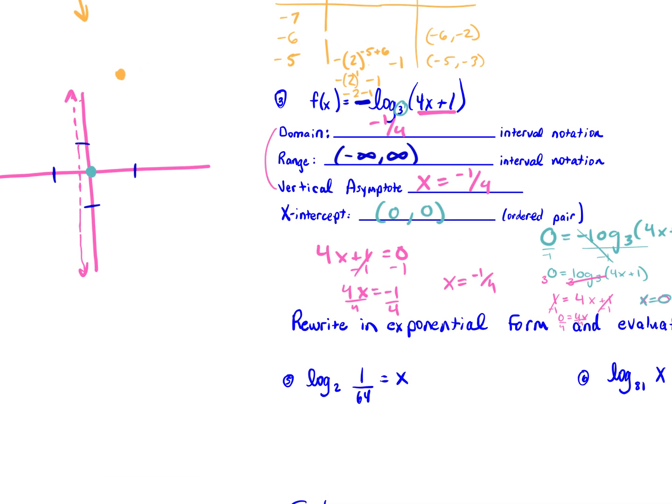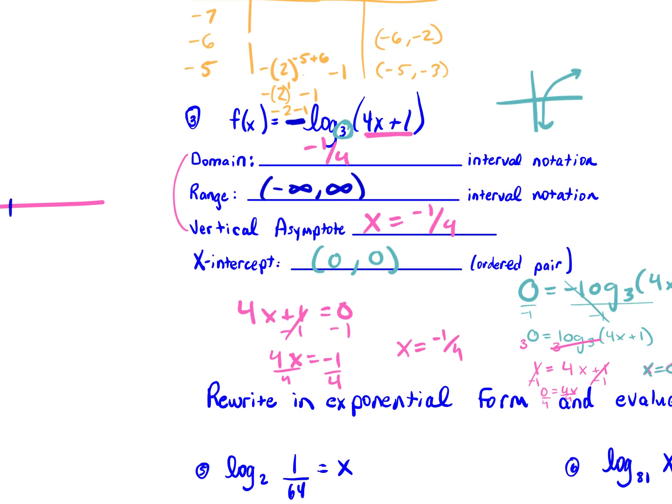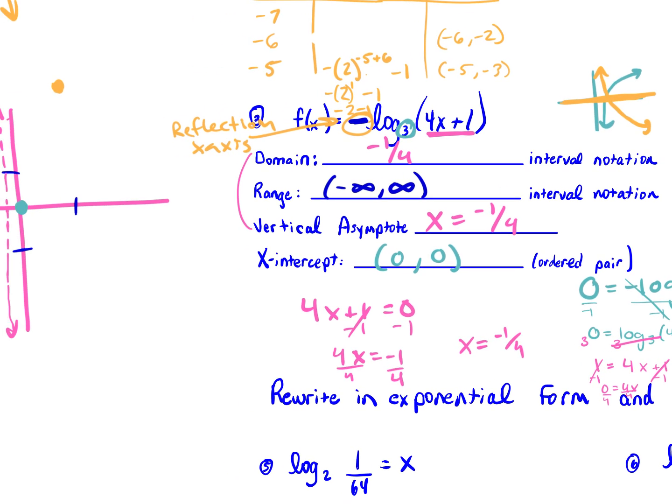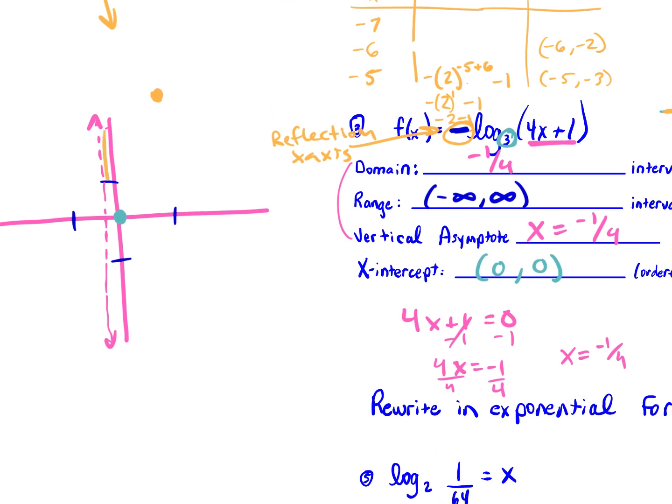Now let's talk about the direction that our graph is going to go. Our base is greater than 1. So that tells us that it was going to be increasing like this. But because we have a negative on the outside, that's a reflection on which axis? Outside. Reflection on the x-axis. So our x-axis is here. So it flips it along this axis. So instead of going up, it's now going to go down this way. So it's actually decreasing. So our graph is going to look like this.